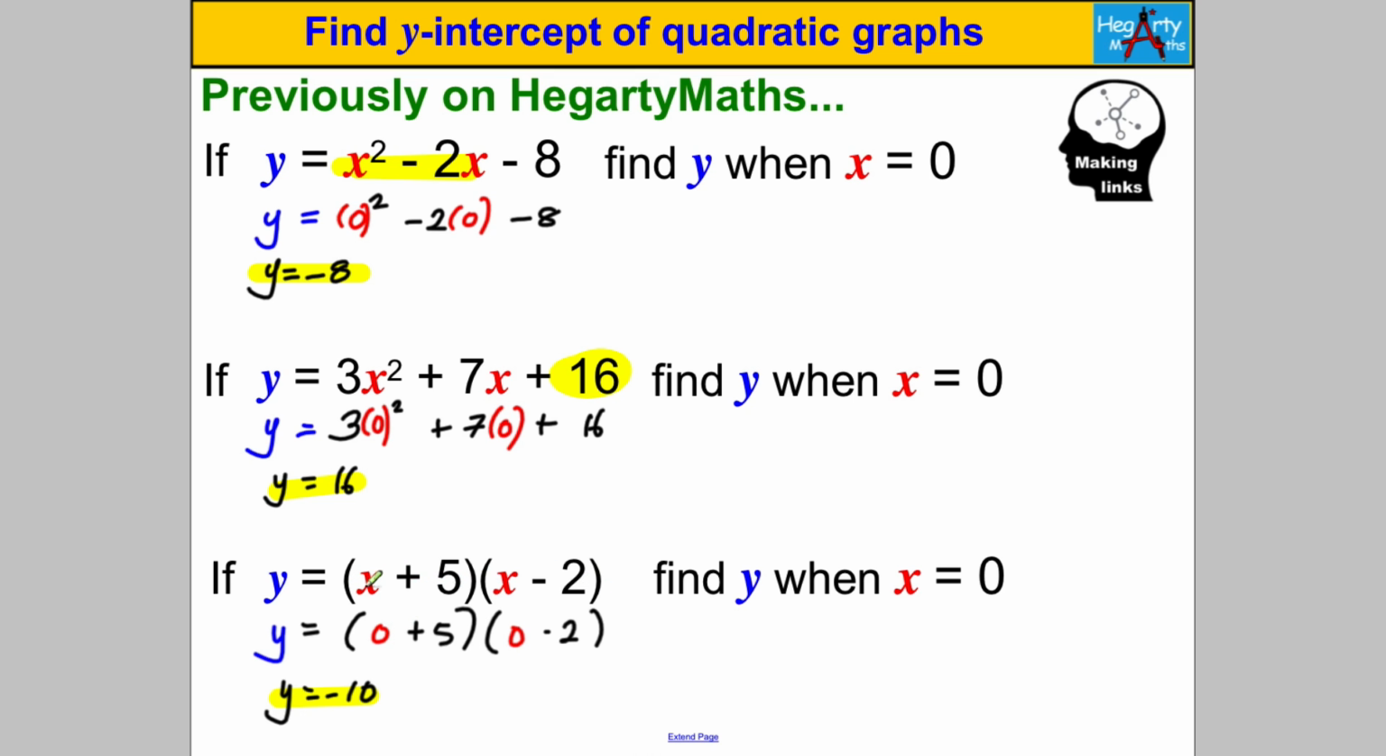And in the case of two brackets, yes, you do have to put in 0 there, but that just leaves you with one number, 5, multiplied by the other number, negative 2. 5 multiplied by negative 2 is negative 10. And I just want you super good at substituting in 0 in quadratic expressions like this and finding the corresponding y value.